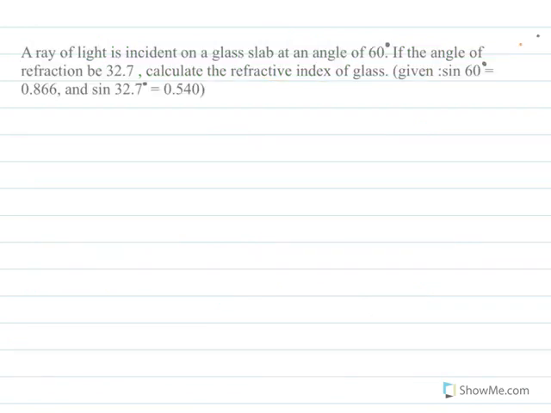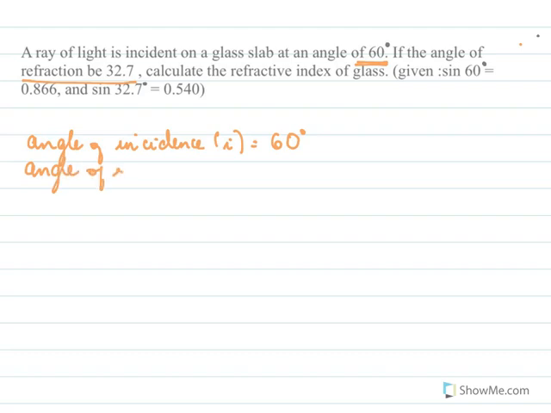A ray of light is incident on a glass slab at an angle of 60 degrees. So the angle of incidence, which we say as I, is 60 degrees, and the angle of refraction, which is R, is 32.7 degrees. Calculate the refractive index of glass.